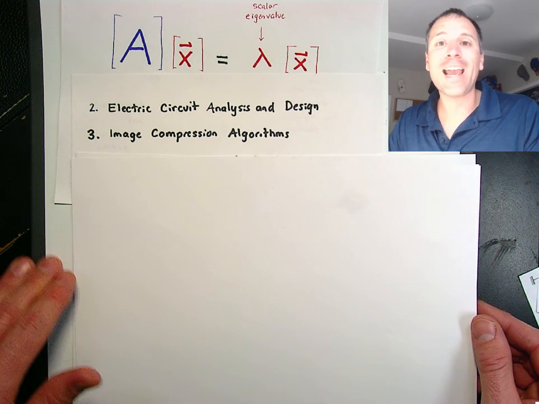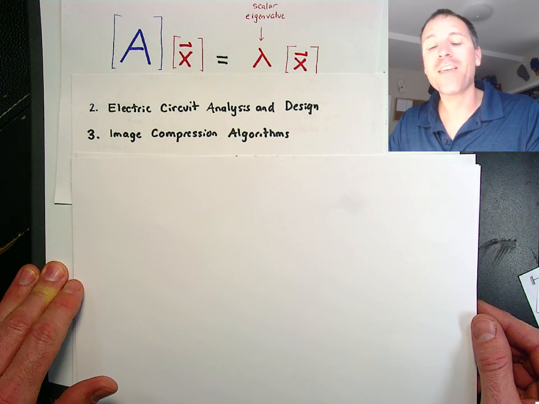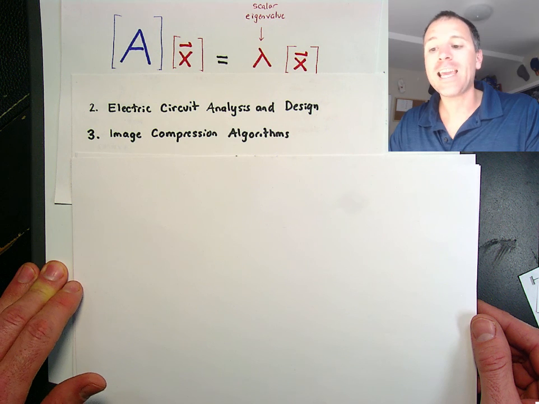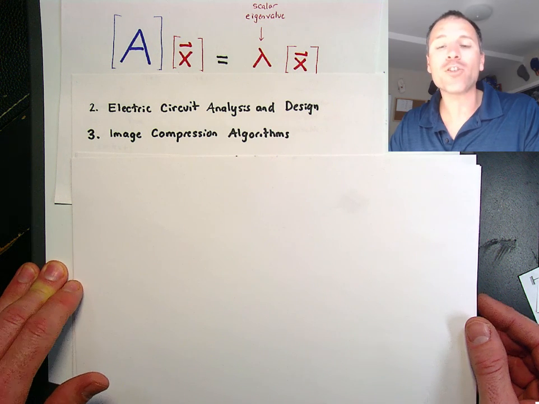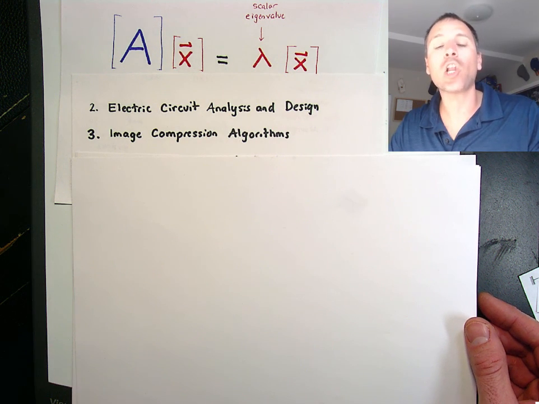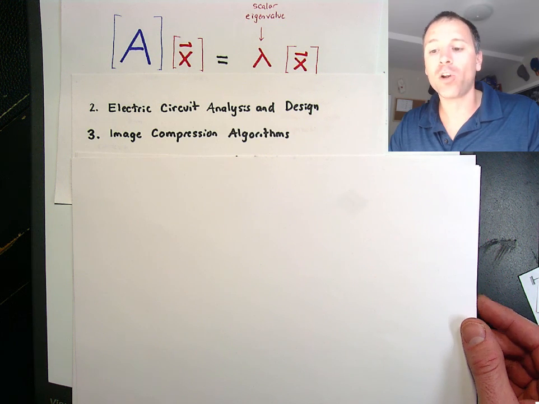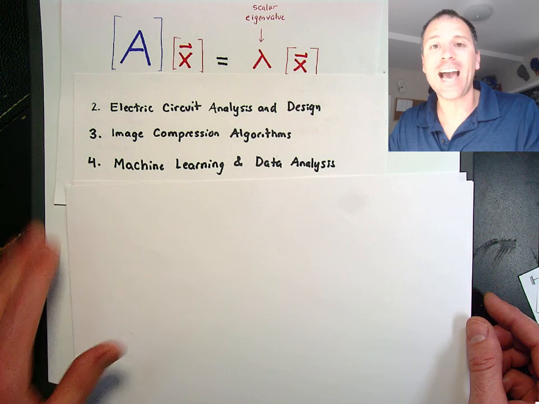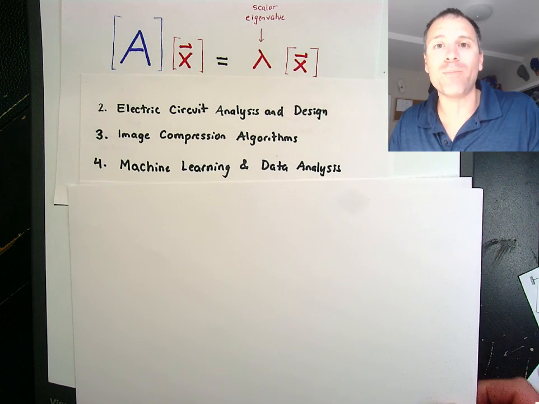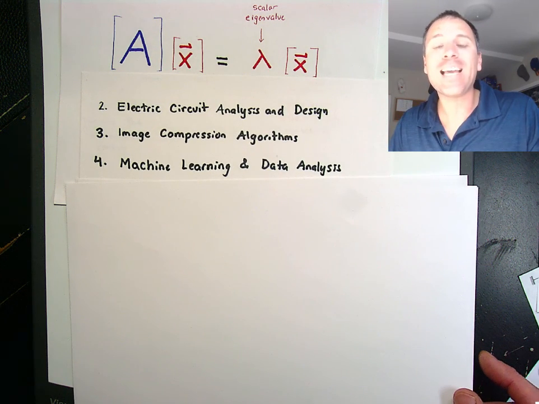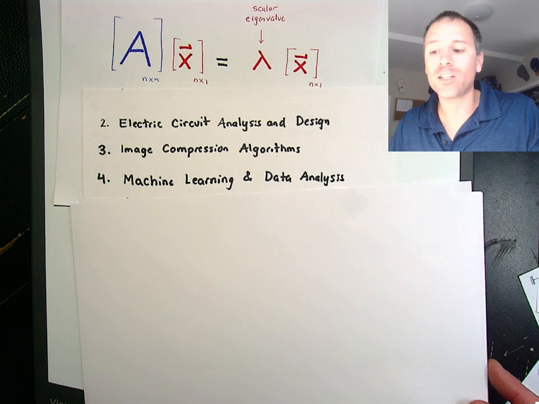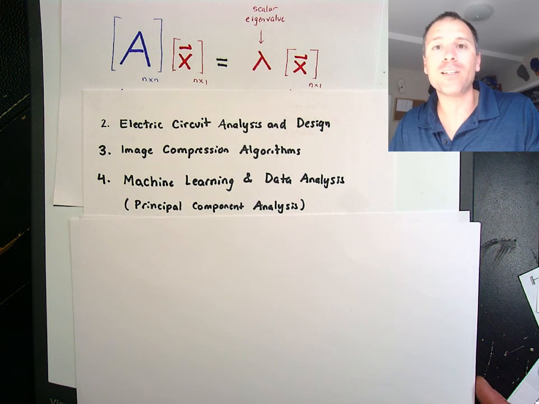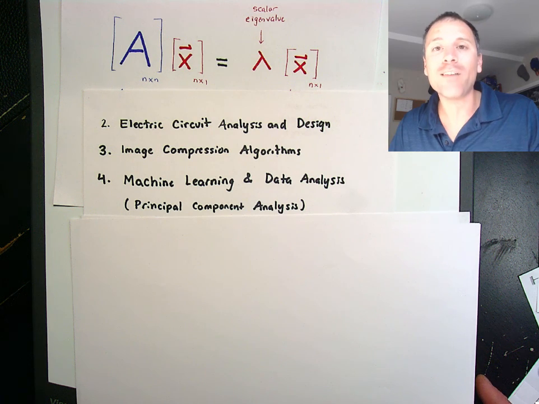For computer and signal processing engineers, this also shows up in computer image compression algorithms. Eigenvalues can be used to compress large amounts of data into smaller amounts of data. In fact, recent fields known as machine learning and data analysis, this is all the rage in many of the technical fields. Many techniques in those fields are based on this concept of principal component analysis. Principal component analysis is at its heart an eigenvalue algorithm.